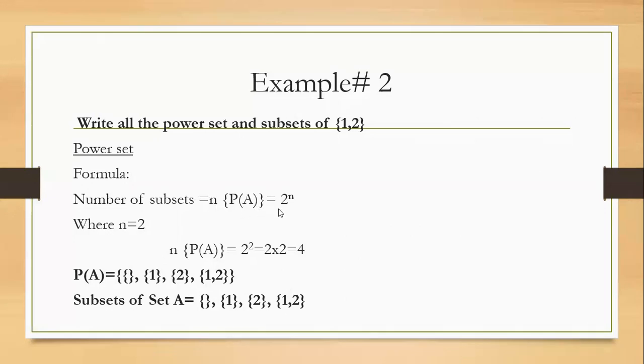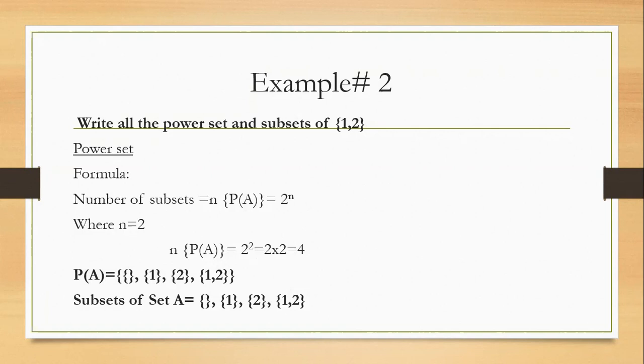The number of subsets in the power set is equal to 2 raised to the power n, where n is the number of elements. How many elements are there? 1, 2. 2 elements, where n is equal to 2. That means here you can replace n with 2, because the number of elements is 2. So here you get 2 raised to the power 2. 2 raised to the power 2 means 2 multiplied with 2, that is equal to 4. That means here we have to make 4 subsets.